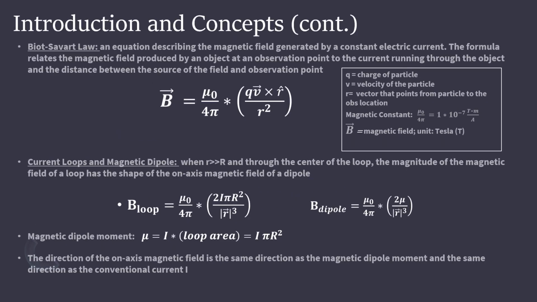The Biot-Savart law is a formula that relates the magnetic field produced by an object at the observation point to the current running through the object and the distance between the source of the field and observation point, and that is μ0 over 4π times qv crossed with r hat over r squared.